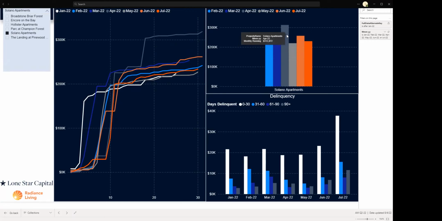This outlier here was actually due to quite a bit of prepayments here. And that was, again, a reflection of the rent relief programs.